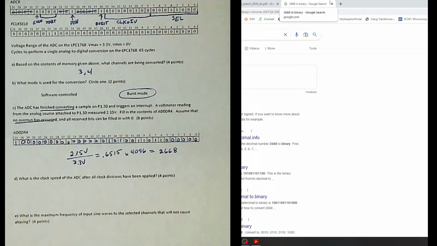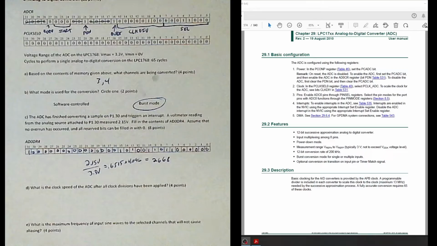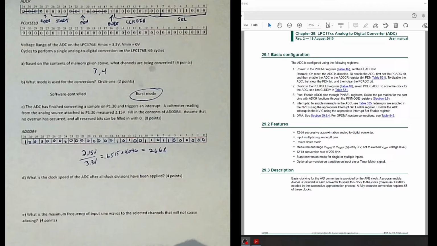And that is it. So we're just converting that into binary, putting that into the bits there, and that's all we have to do for that particular problem. Okay, we're going to give this one another go because I made too many mistakes working through this last set of problems. So what is the clock speed of the ADC after all clock divisions have been applied?